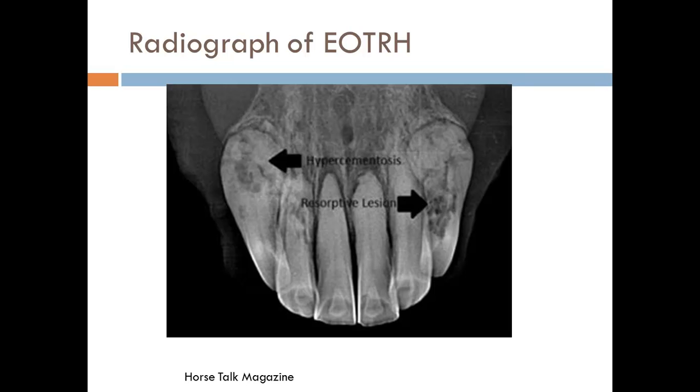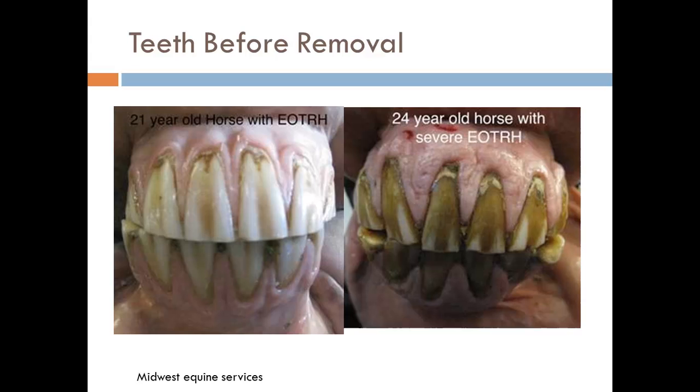So now let's look at what you might view in a horse's mouth. Both of these cases show fairly progressive, severe cases of EOTRH. The image on the left of the 21-year-old horse shows some of the beginning observations of EOTRH that might be made. The swelling and receding of the gum line can be noted.